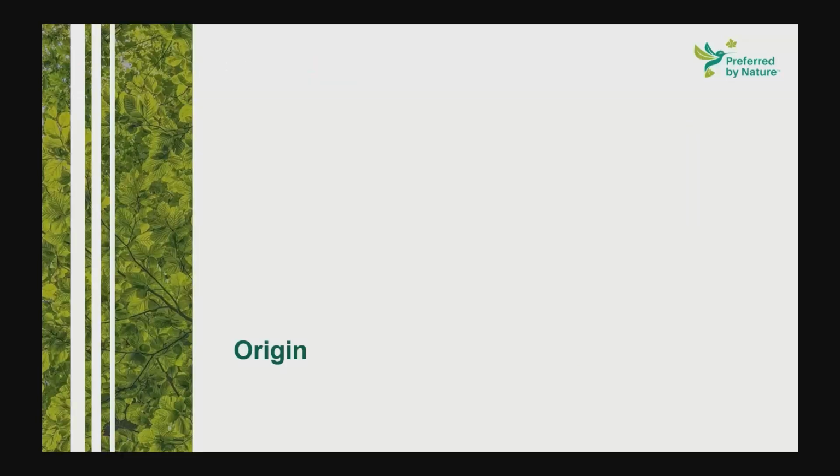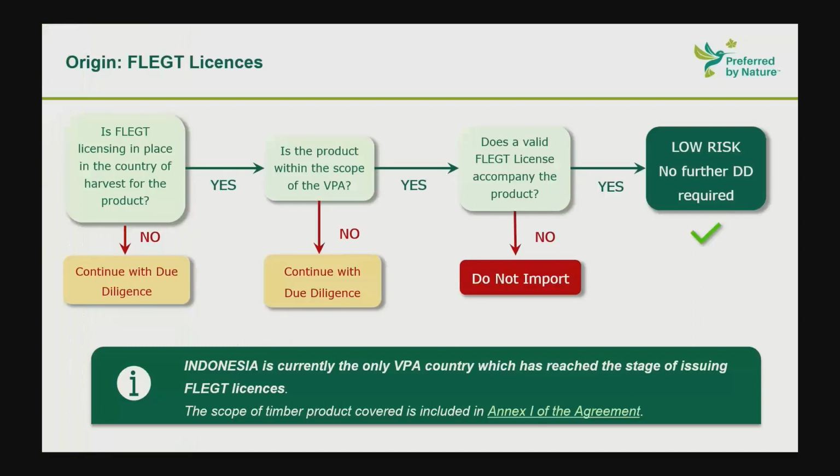Now, origin. Let's just start with the green lane. So FLEGT licenses. Products covered by FLEGT licenses are exempt from EUTR, so exempt from due diligence. Currently, Indonesia is the only country which is delivering FLEGT licenses, right? There are other countries engaged in a FLEGT negotiation process with the EU, but only Indonesia has reached the final step where they can deliver licenses.